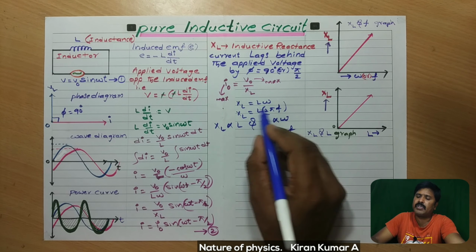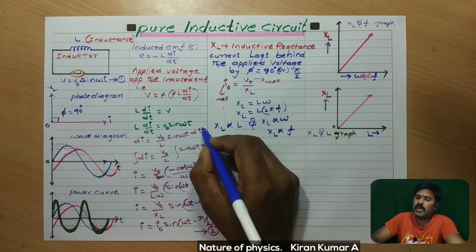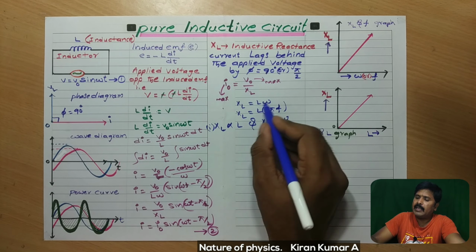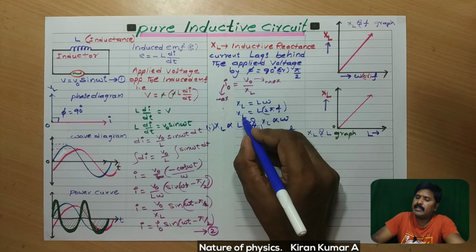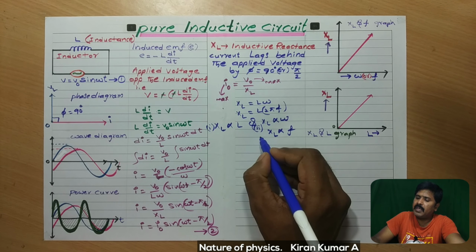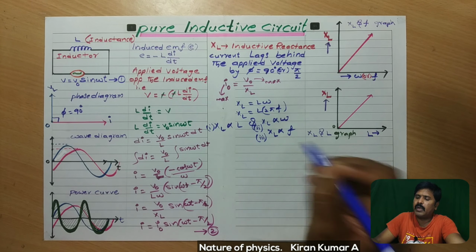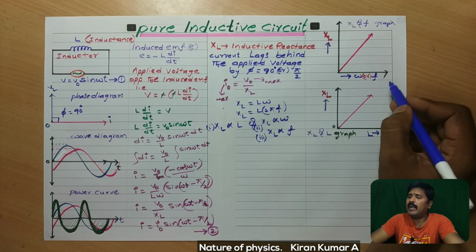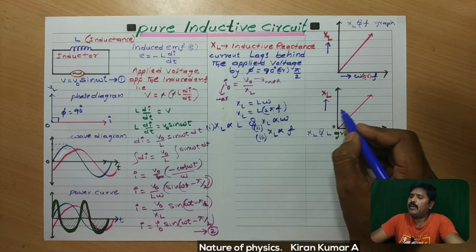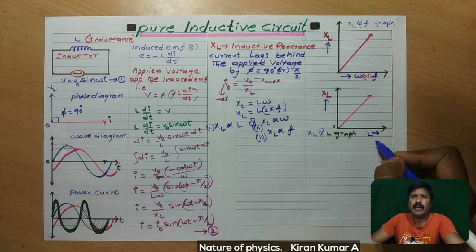See, 2π is constant. XL directly proportional to L is the first relation. XL directly proportional to ω is the second relation. XL directly proportional to F is the third relation, student. Like this we can write. Here also we will have the graphs: XL and frequency, and XL and inductance, student.